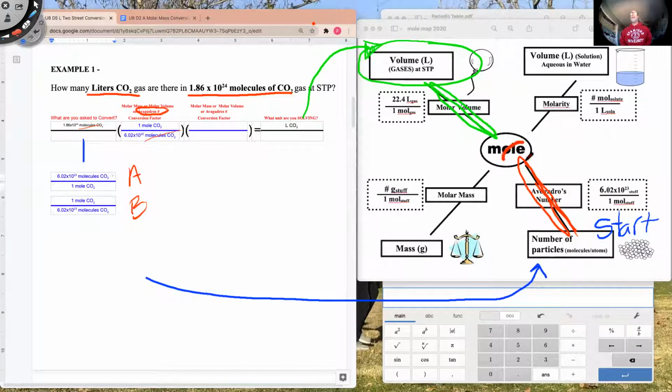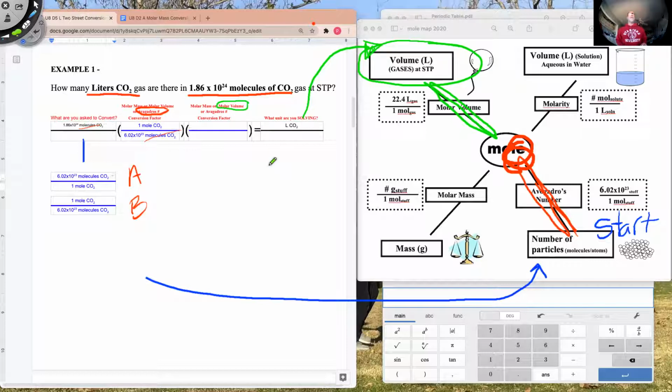So right now, we're right up in this zone. But we have another conversion factor because we don't want moles of CO2. We want liters of CO2. So this next conversion factor, which in theory would be green, what is the name of the second conversion factor we're going to use? Molar volume. Yes, molar volume.